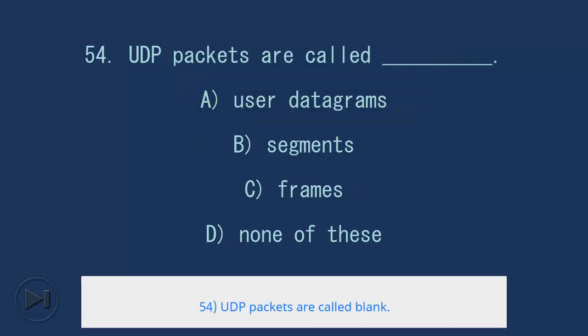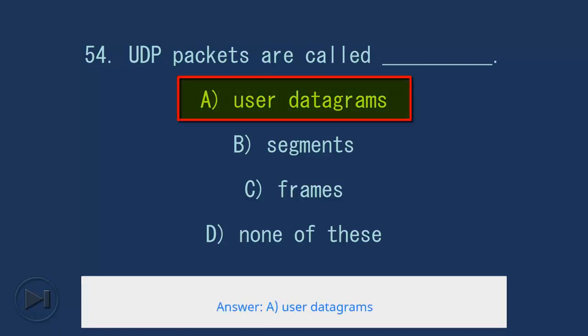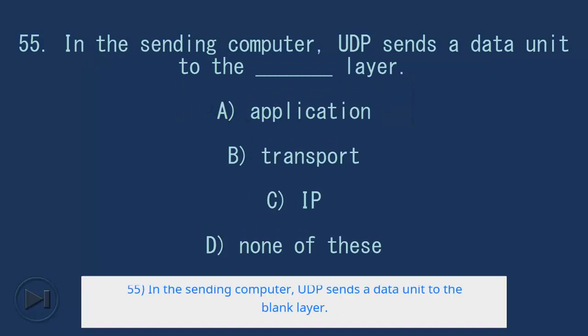54. UDP packets are called blank. A, user datagrams. B, segments. C, frames. D, none of these. Answer, A, user datagrams. 55. In the sending computer, UDP sends a data unit to the blank layer.